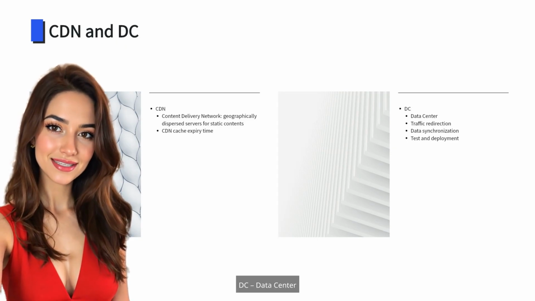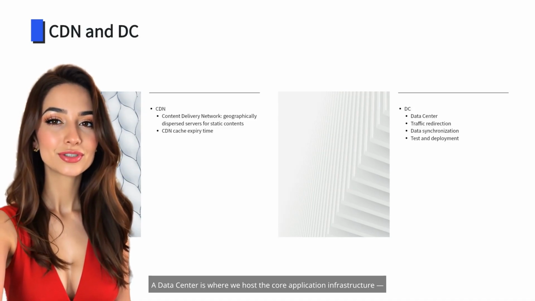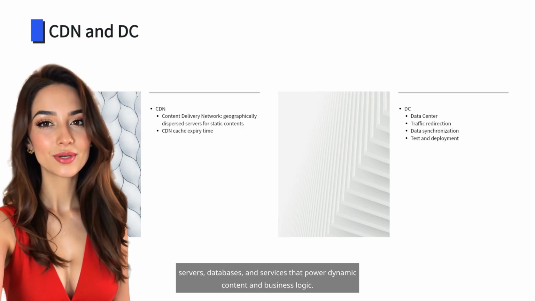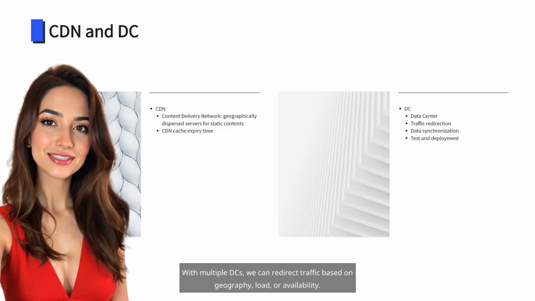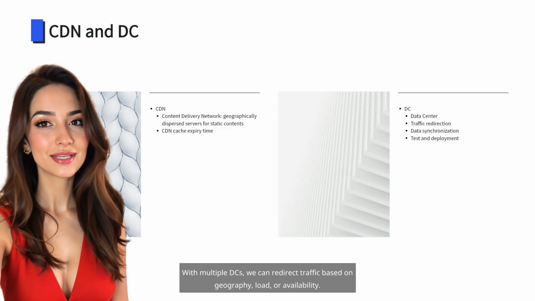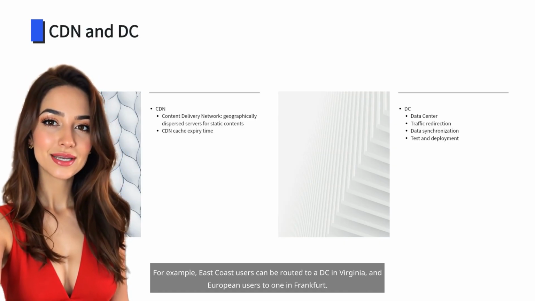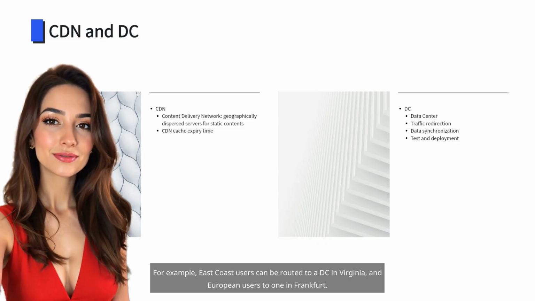DC, data center. A data center is where we host the core application infrastructure, servers, databases, and services that power dynamic content and business logic. With multiple DCs, we can redirect traffic based on geography, load, or availability. For example, East Coast users can be routed to a DC in Virginia and European users to one in Frankfurt.